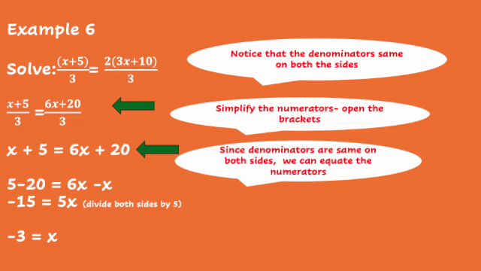Now the next step would be to keep the numbers on one side and the variables on the other side. When we do that, we get 5 minus 20 equal to 6x minus x. Remember, changing side would change the sign also. When we simplify further, we get minus 15 equal to 5x. Now dividing both the sides by 5, we get minus 3 equal to x. So x equal to minus 3 is the solution to the given equation.